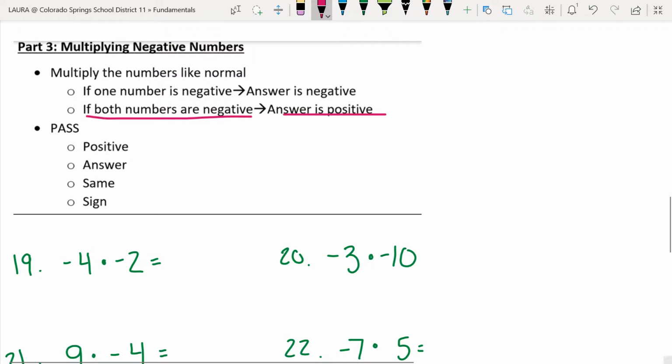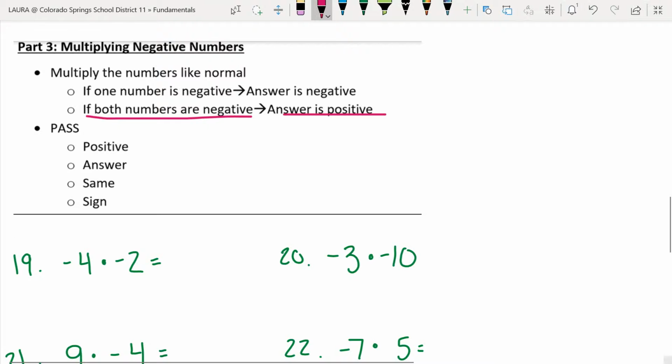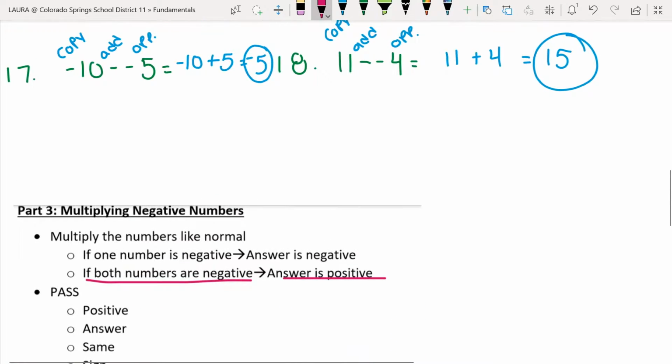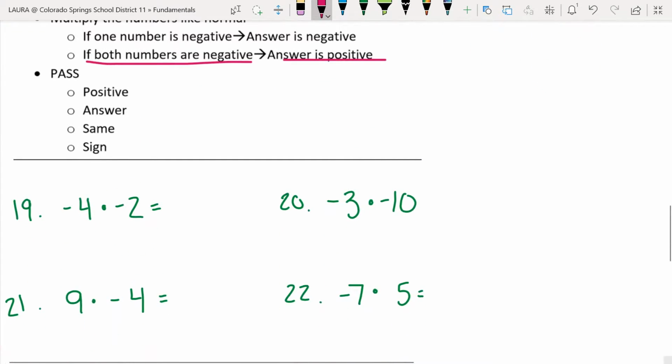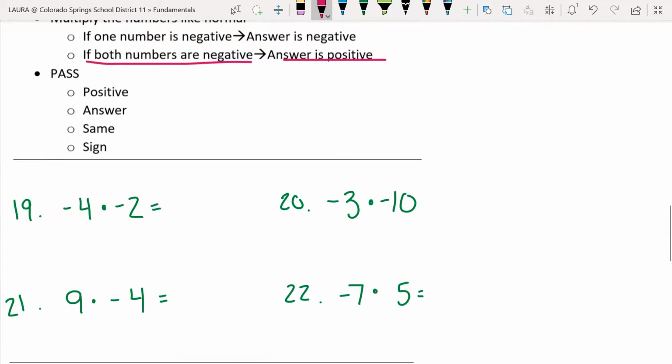So again, I took a little snippet, a little picture of our notes. That's why this says part 3. But we're just going to work on multiplying negative numbers. You don't need to write that down because it's already in your notes from Thursday of last week, but I wanted to have a nice reference here. I know I said we were going to do 20 problems, but I forgot how many I had after this. So we're actually going to go to 26 with multiplying, but multiplying tends to go faster, and then we'll be done.